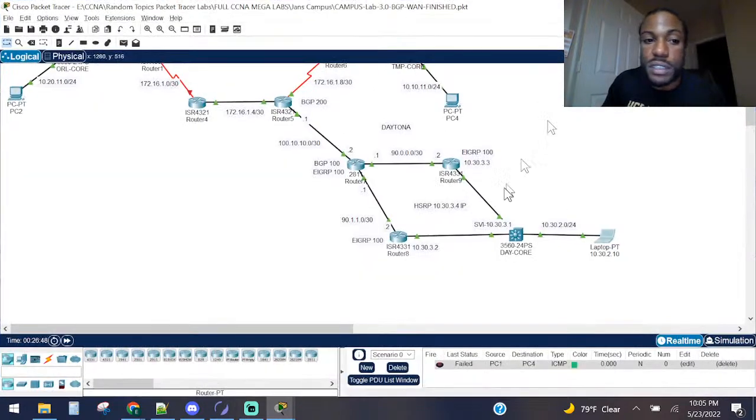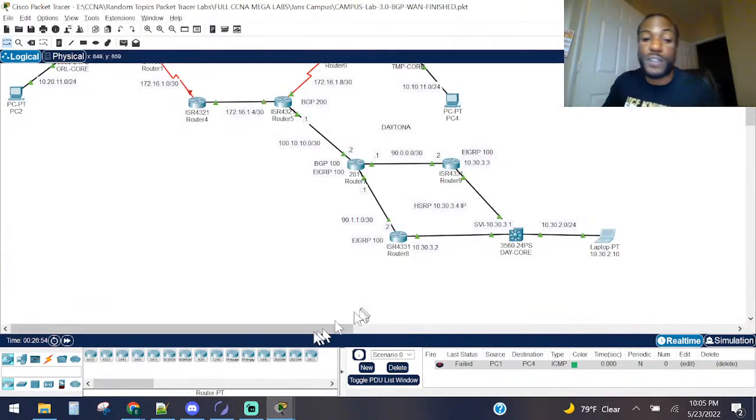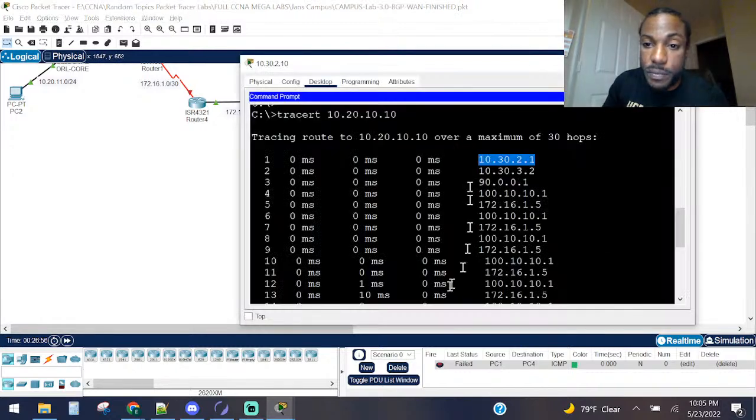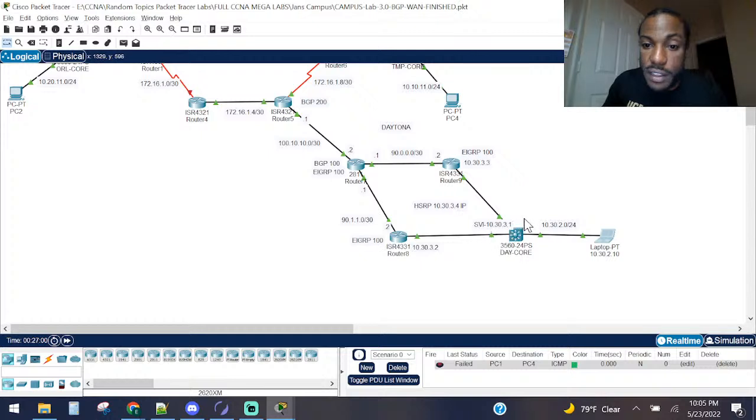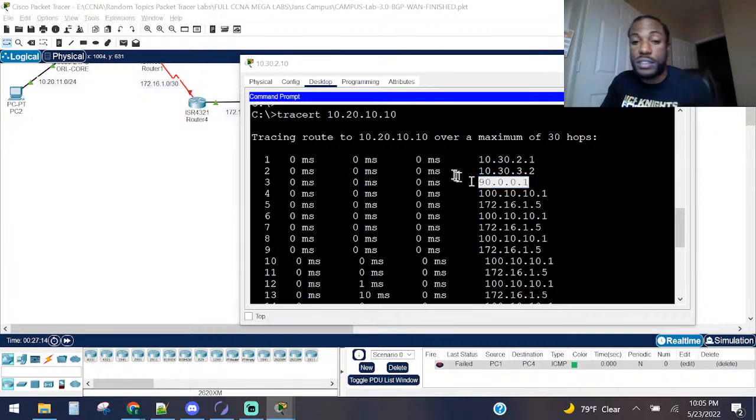What's going on here? That's my default gateway, the SVI that lies on the core switch right over here. Y'all see that? That was the first hop. Next hop is what? 10.33.2. I believe that is this PC right over here. There it is right there. It is that router. So he goes from here to the core switch to the router 8, which is participating in EIGRP.